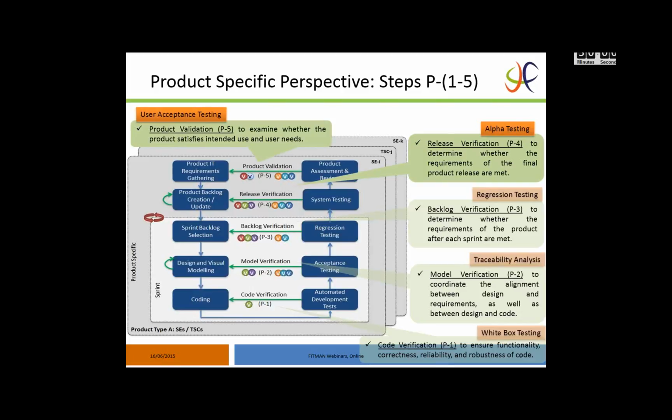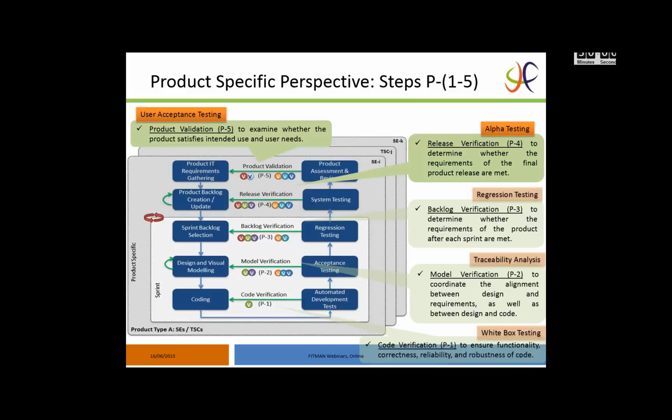The last step for the product-specific perspective is the product validation that examines whether the product satisfies the intended use as such, meaning that the specific enabler offers sufficient added value for anybody who intends to utilize this specific enabler, this product. User acceptance testing is, in this case, the recommended technique.